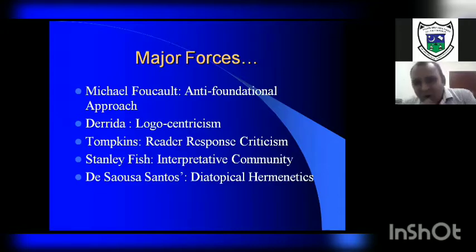So your word gets the meaning not from within, but from the context. So you need to relate the word to the context. That is what is called logocentrism. We will discuss that again, if time permits, a little later. And Tompkins' reader response criticism: we should not think the reader is ignorant. The reader brings a lot of meaning, a lot of value to the text.